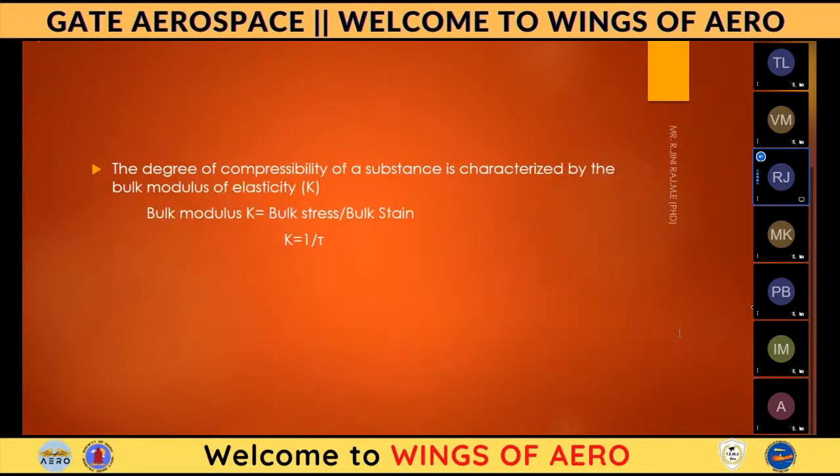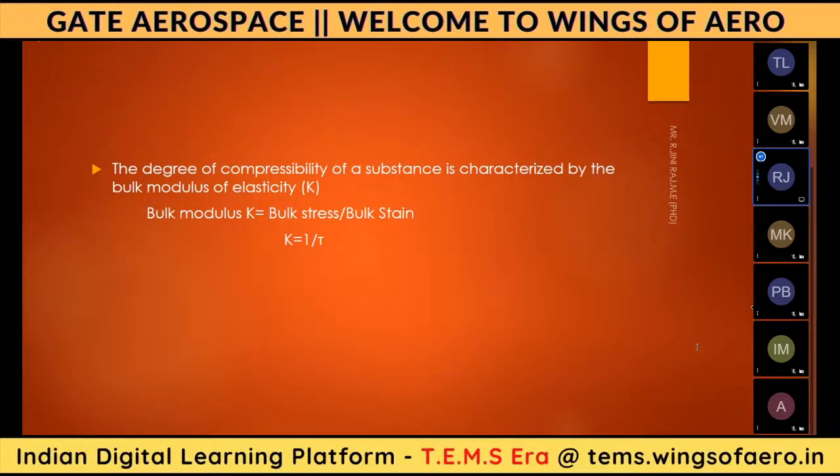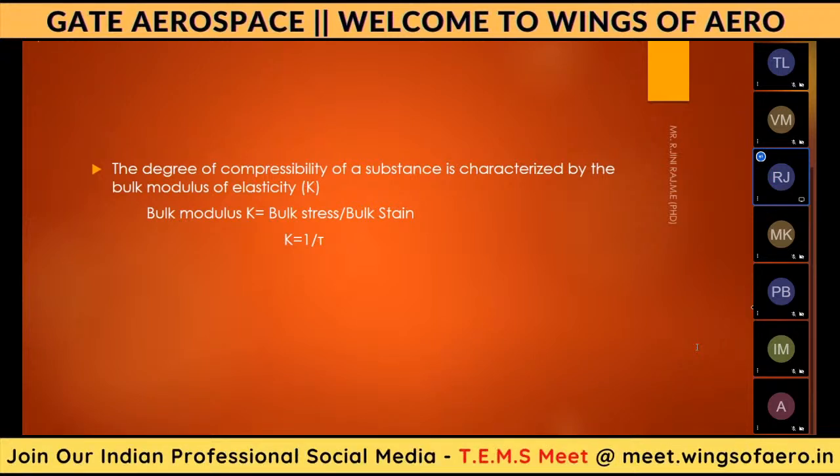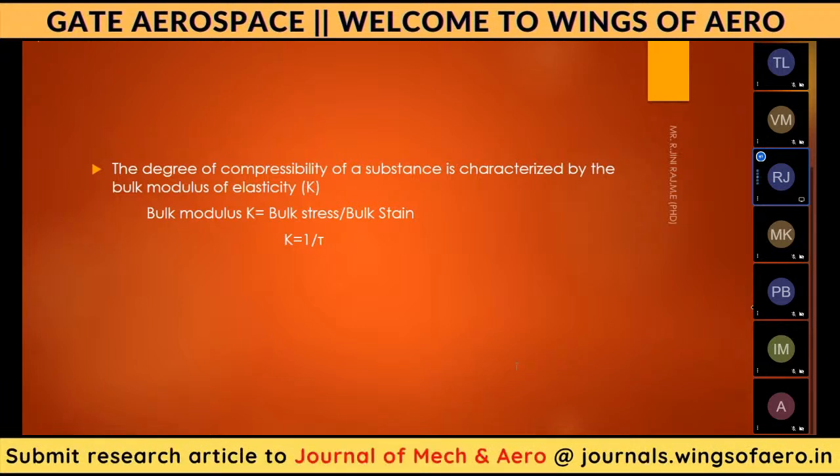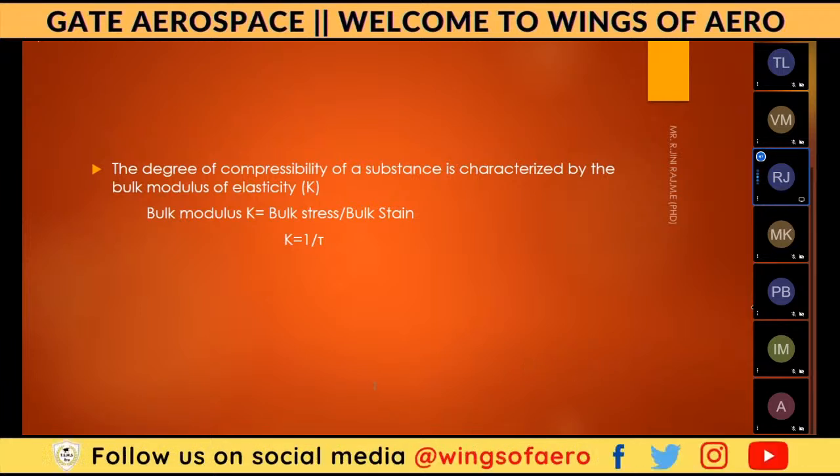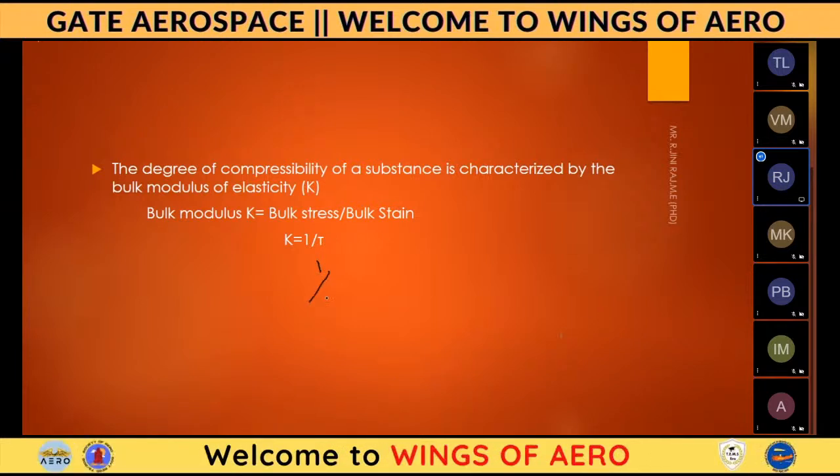Then the degree of compressibility is categorized by the bulk modulus of elasticity, or else it is also called the volume modulus of elasticity. The bulk modulus K equals bulk stress by bulk strain. By substituting the formula, we get K equal to 1 by tau. This is not T, this is tau.